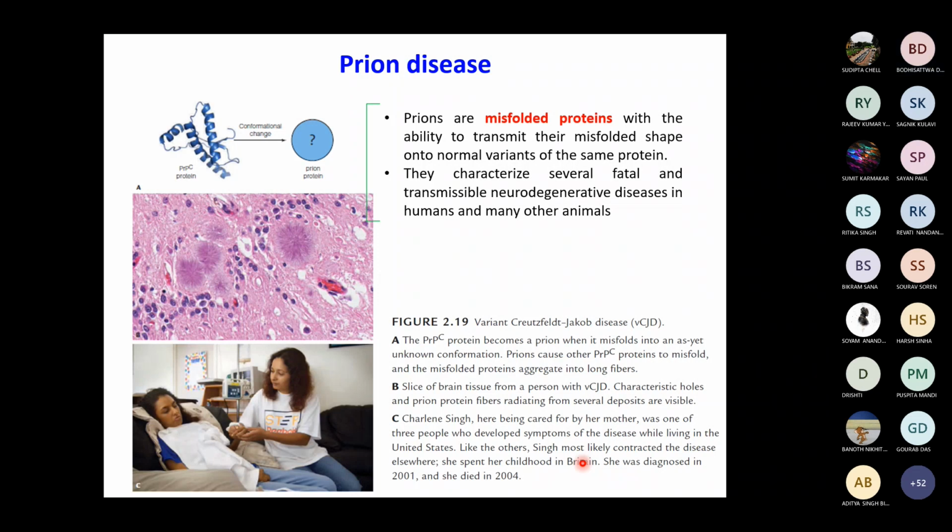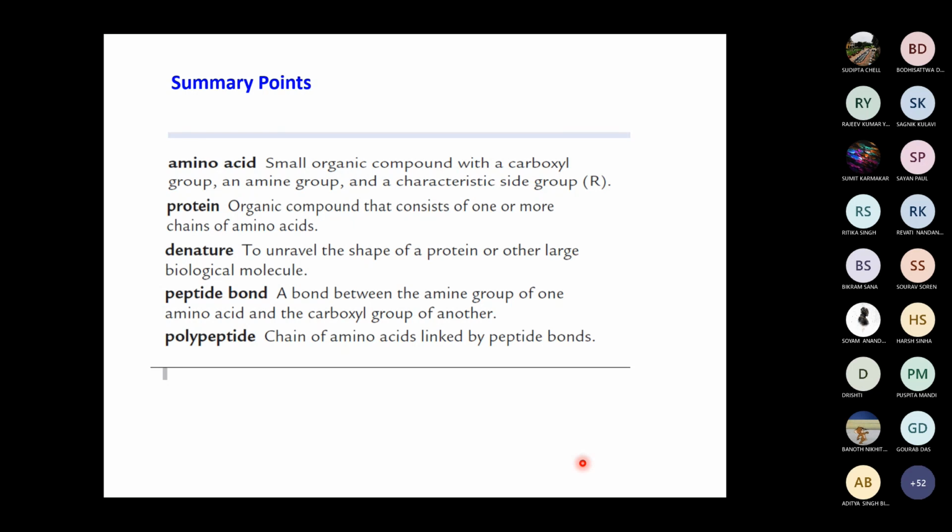Heat is the agent over here, which is actually affecting the hydrogen bonds. So these are the summary points. Proteins are formed of amino acids. Denaturing, I discussed, because the structure has changed. Peptide bonds are between the different amino acids to form proteins, and polypeptides are chains of amino acids linked by peptide bonds. So that is all about proteins.